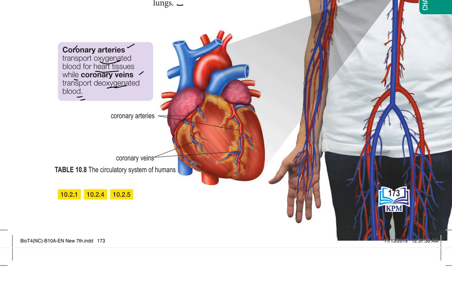So these special veins and arteries found in the heart do not transport blood away from the heart, only within the heart itself. So that's the structure, the first part of this subtopic.